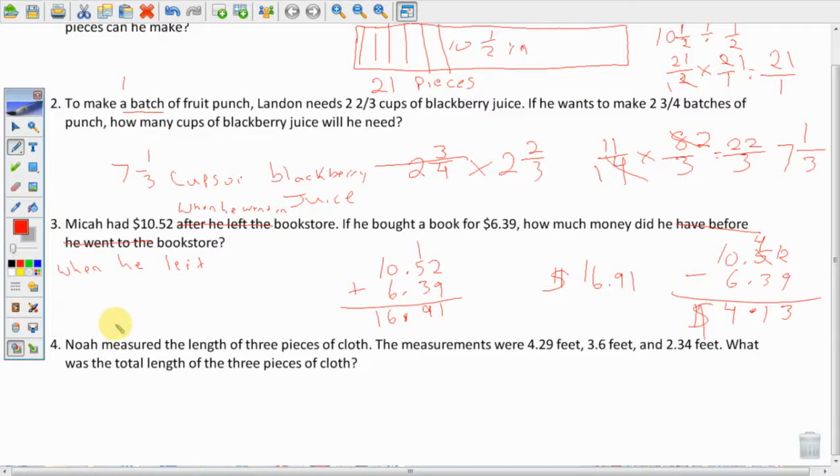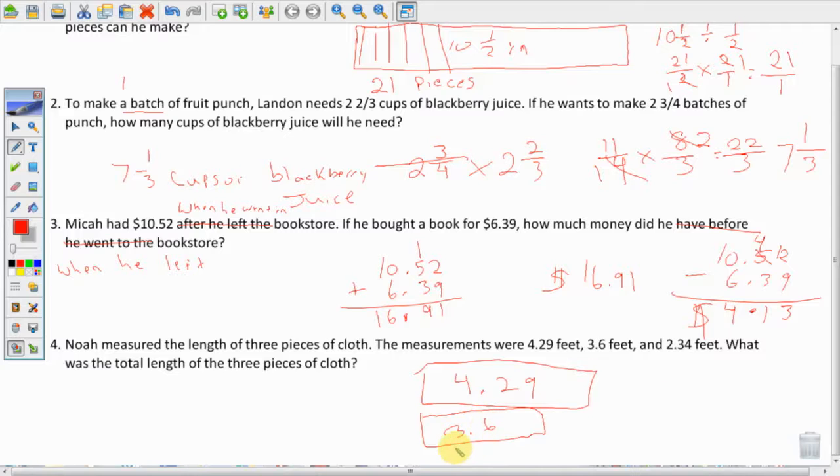Alright, the last one we've got here, it says Noah measured the length of 3 pieces of cloth. So the first thing I'm going to do is visualize that I have 3 pieces of cloth sitting on my desk, or sitting in front of me on the ground. Whatever you need to do to make it work. The measurements were 4.29 feet. So I'm going to take pieces of cloth, 4.29. I got 3.6, so that one's going to be a little bit shorter.